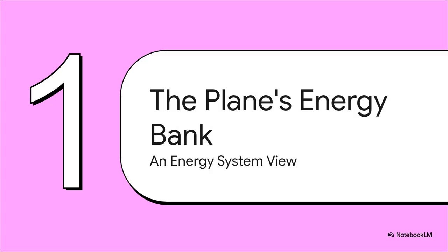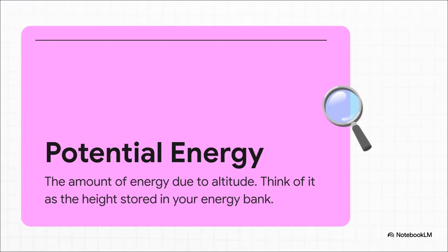To really get this, we have to stop seeing a plane as just a machine with wings and start thinking of it as an energy system. Seriously, a plane in the air is basically a flying bank account, and it has two different kinds of funds. The first account is its potential energy, and really, that's just a fancy way of saying altitude. The higher the plane is, the more potential energy it has stored up. Just think of this as the money you have saved away. It's your height in the bank.